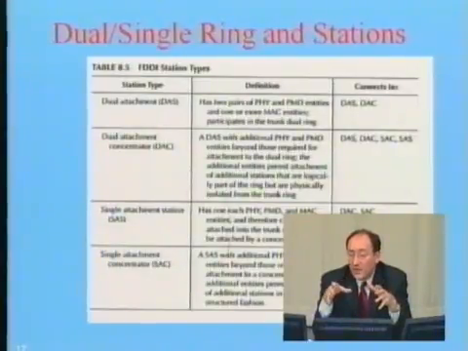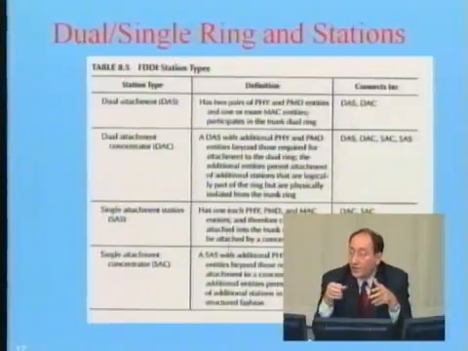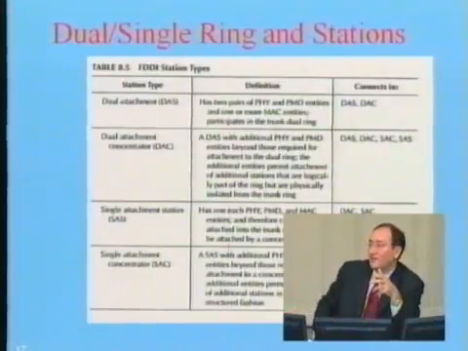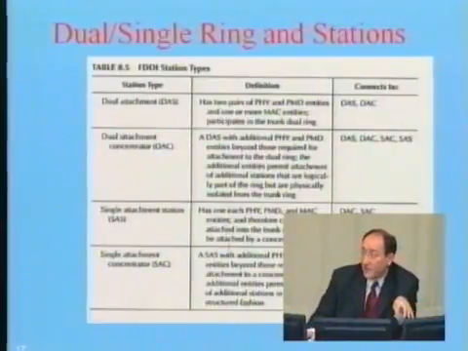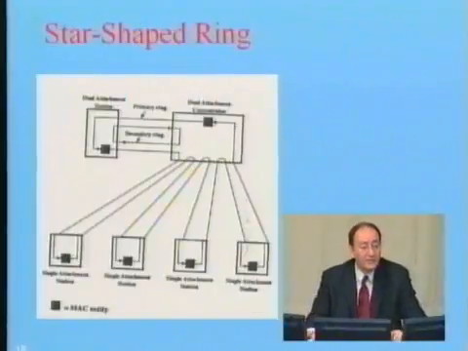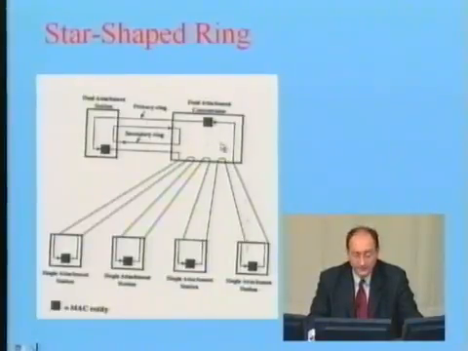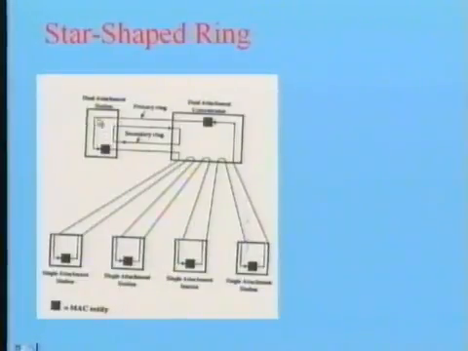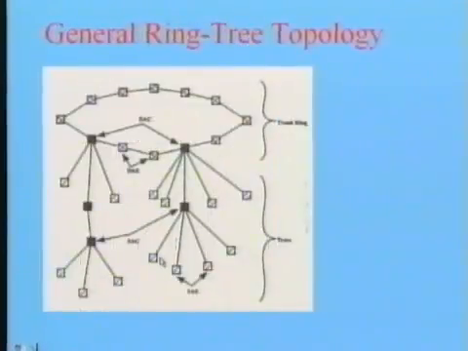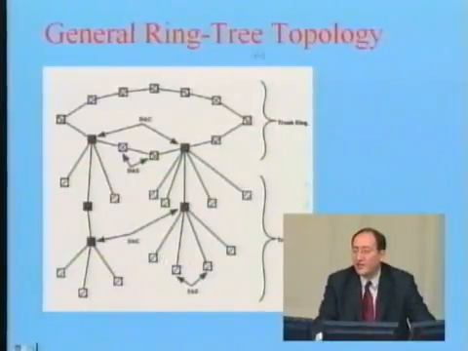For the backbone, you want to have a dual ring, but for the terminals, you want to have a tree. With these elements specified in the standard, you can implement networks which are a mixture of both. For example, you have a connector in here. On one side, you have terminals which are only single station attachment. And on this side, you have dual attachment stations. So in one part you have dual attachment, in one part you have single attachment. And if you go to a more complex network, then you can implement something like this, which is really a ring tree topology.